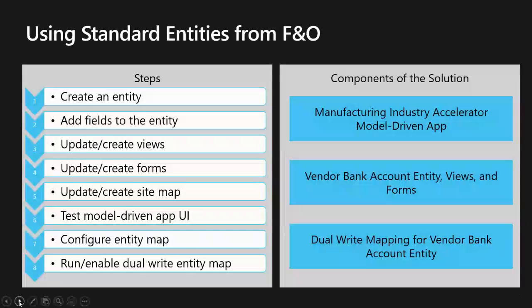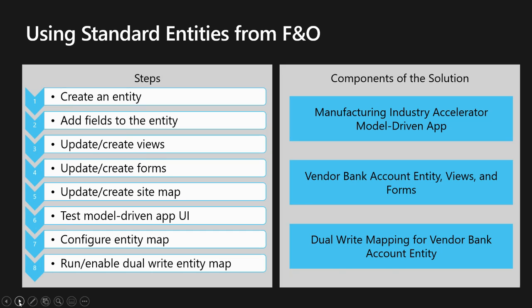In this first one, what I did was I installed the Manufacturing Industry Accelerator model-driven app. It's available out in AppSource. There are additional resources if you want to get started with that available in GitHub as well. We talked about it, and I provided links to that in one of the previous ones, but I can post them in the chat as well.